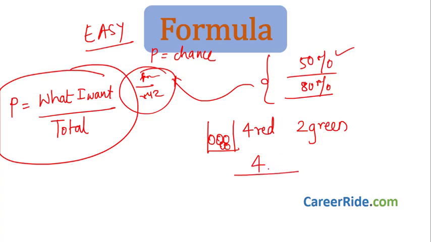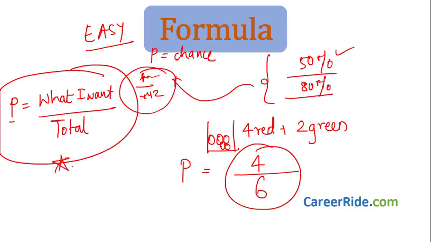So whenever I try to pick 1 red ball, it can be any one of the 4. So what I want is red. How many red balls are there? 4. Now divided by total. Total means how many total balls are there? 4 plus 2 green, that is 6 balls total. So the probability of picking up a red ball is 4 by 6. See how easy it is. Just remember, probability is what I want divided by total.